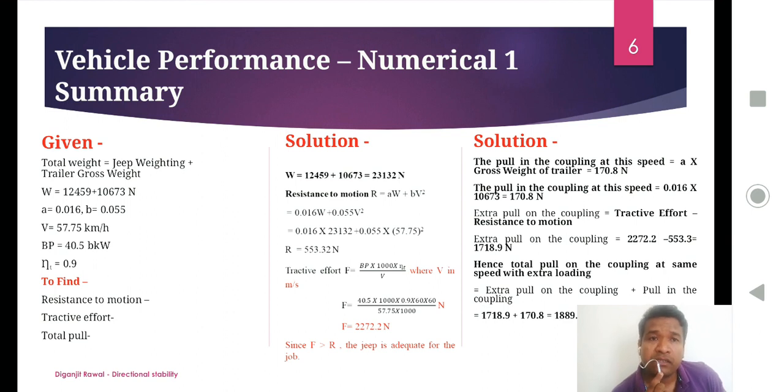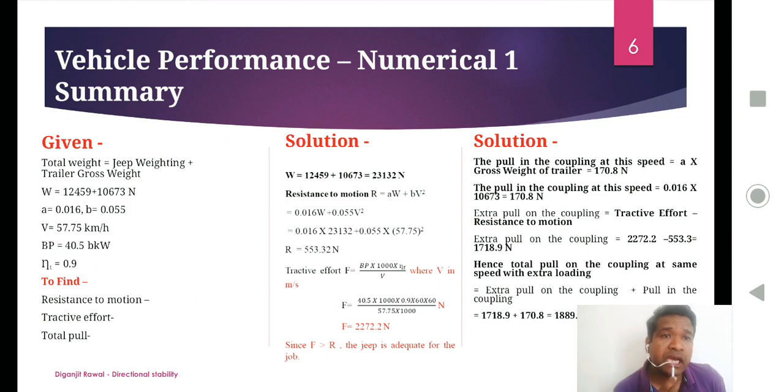Then we calculate the tractive effort F. We know the formula for F: BP into 1000 into transmission efficiency divided by V, where V is in meter per second. For resistance to motion, we consider V in kilometer per hour, but in tractive effort, we have to consider V in meter per second. This is the main difference. So we get the value of F as 2272.2 Newton. So F is greater than R, then we know that GP is adequate for the job.